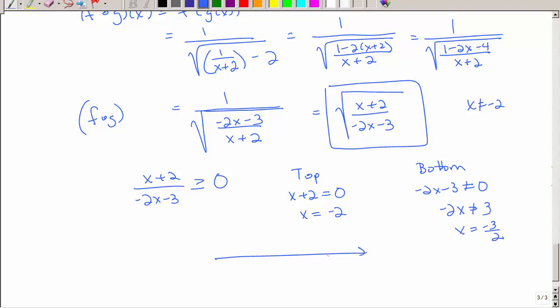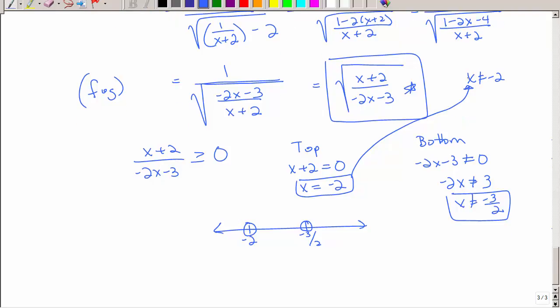And then we put those values on a number line. So we have negative 2 and negative 3 over 2. And since x cannot be negative 3 over 2, I'm going to put an open circle. But what about that? Should I fill it in or should I make it open? Well, in the last lesson, if this was just the problem, we would fill it in. But we know from the input function that x cannot be negative 2. So I'm going to go ahead and put an open circle. So I have already taken into account my first restriction.